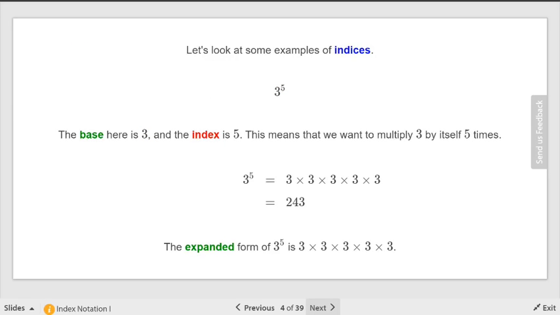So, let's look at some more examples of indices. Now remember, I'm going to do a couple of examples with you, and then you're going to be doing some things on your own. And then I'm going to call on you for the answer. So you better be paying attention, right?